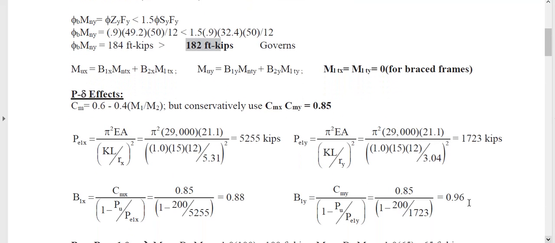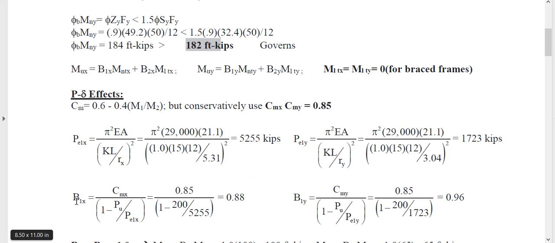We know that this is the equation 0.6 minus 0.4 m1 over m2, but conservatively we can use 0.85 for both. For both Cmx or Cmy, whatever the direction is, we can use 0.85. It is not a multiplication; it says Cmx and Cmy are both 0.85. Again, we need to find the Euler load about the x-axis and the Euler load about the y-axis.